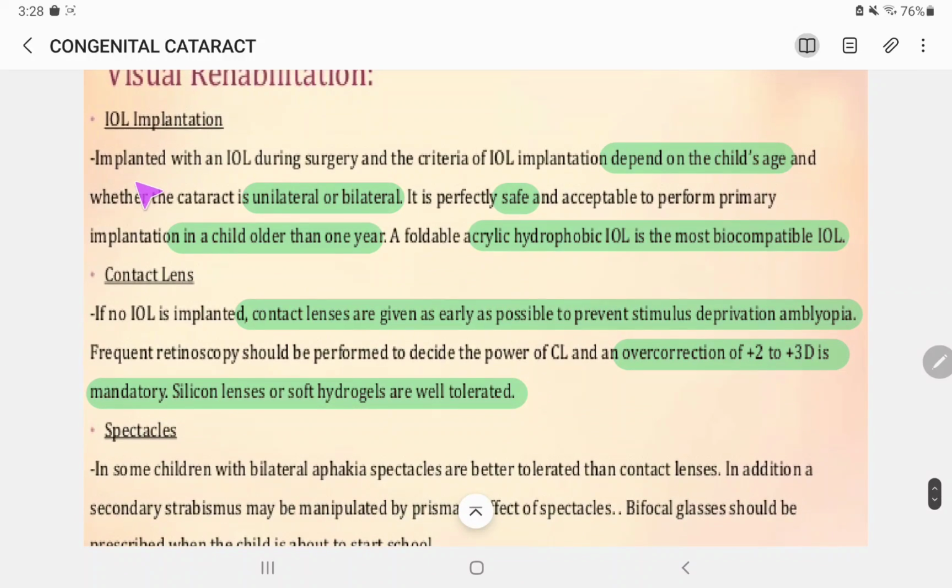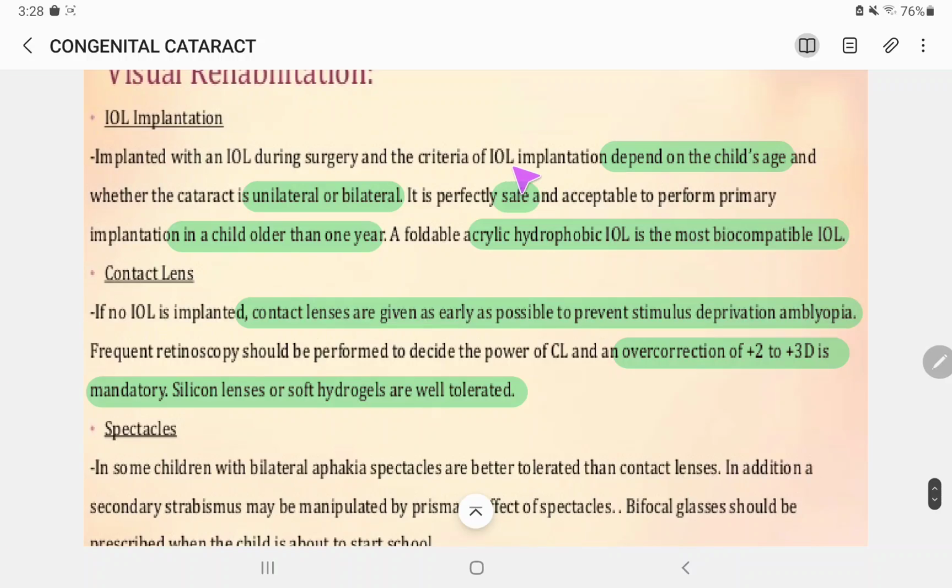So IOL implantation: the criteria for IOL implantation depend on the child's age and whether the cataract is unilateral or bilateral. It is perfectly safe and acceptable to perform primary implantation in a child older than 1 year. Some books say 1 year, some books say 2 years. So that's still a part of the discussion.